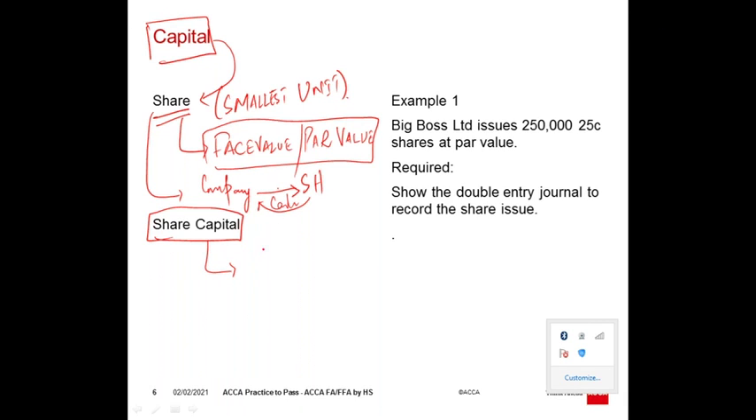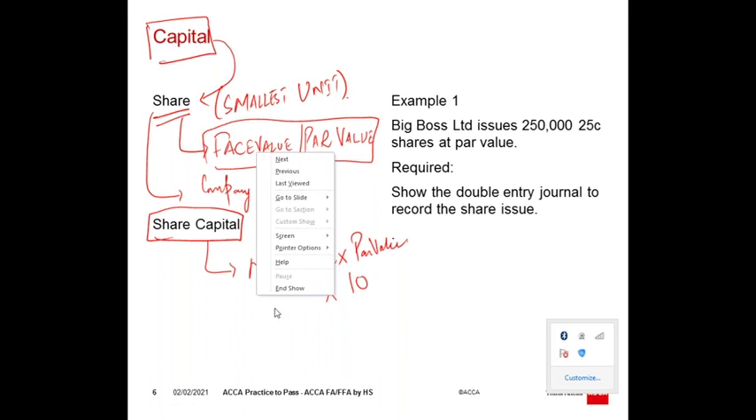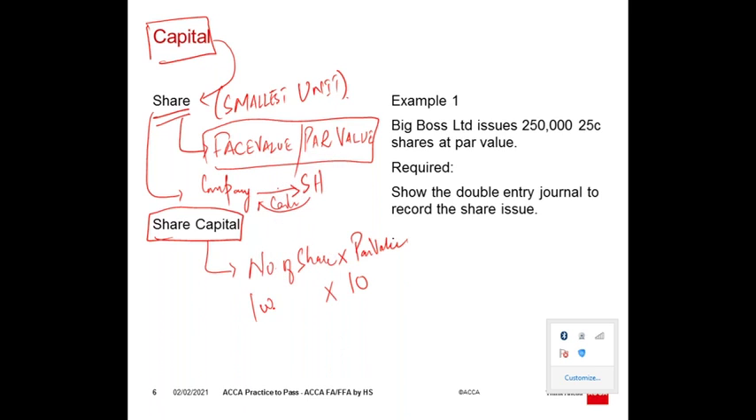How can we calculate the amount of the share capital? It's the number of shares that we have issued multiplied by the par value of the share. Suppose the par value of the share is 10 rupees and we have issued 1 lakh shares. The amount of the share capital will be 1 lakh multiplied by 10, which is 10 lakh. The share capital amount is calculated as number of shares into the par value.